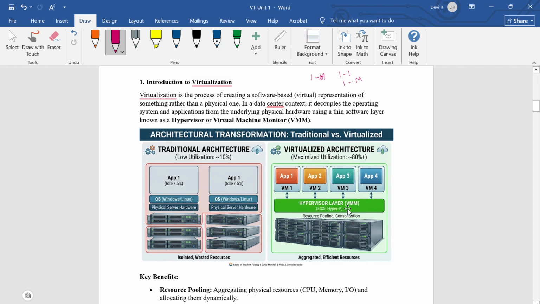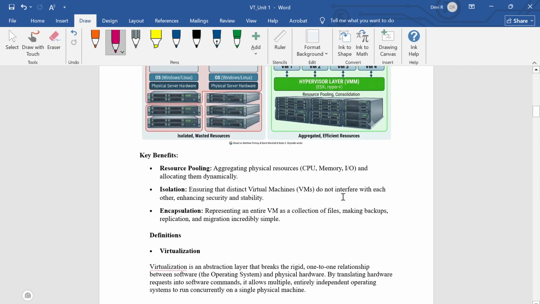On top of it, we have the hypervisor layer, and on top of that hypervisor layer, we are representing the applications. So there are 4 applications running on the same physical servers which are available. That is known as aggregated efficient resources. And if you see, the utilization here is 80%, whereas here it is only 10%. There you can run only a one-to-one mapping, and this is known as one-to-many mapping.